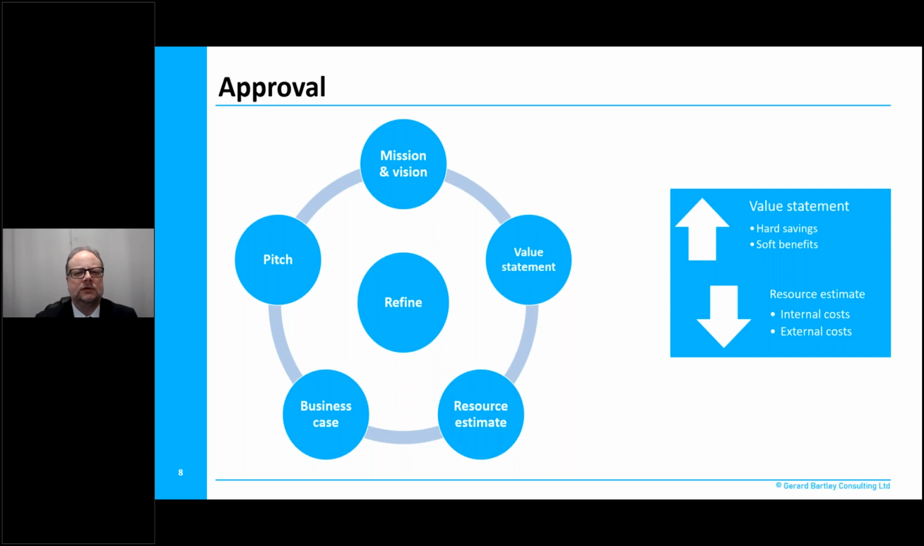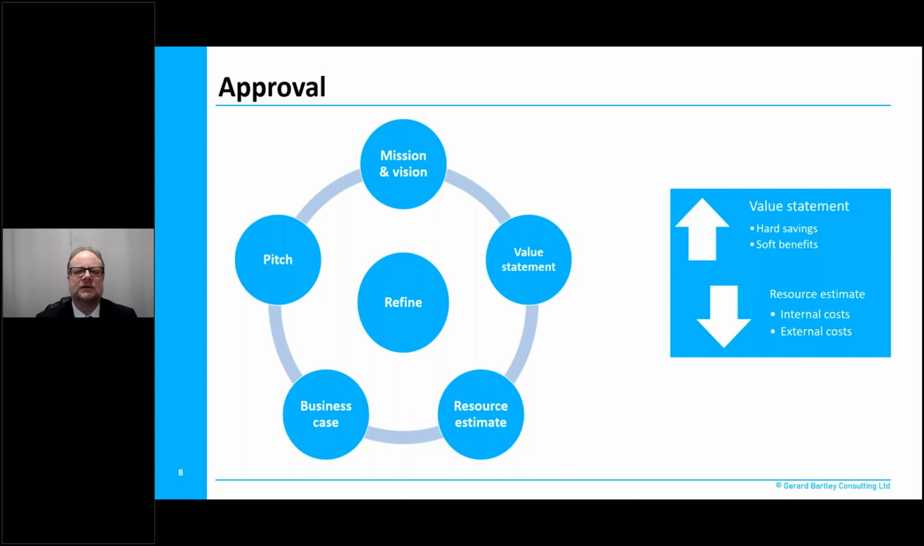In terms of getting approval, you need money, and maybe lots of money. To get that, you need to get your proposal signed off by the people who have the money. To do that, you're going to need several things. You need your mission statement to show the end point of all of this. You need a value statement, which is a statement of the benefits of doing this. You need your resource estimate, and then you need to pull it all together into a business case.